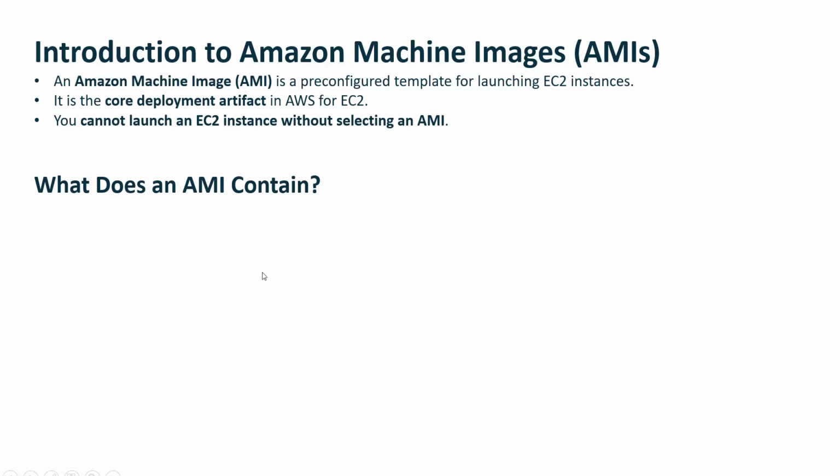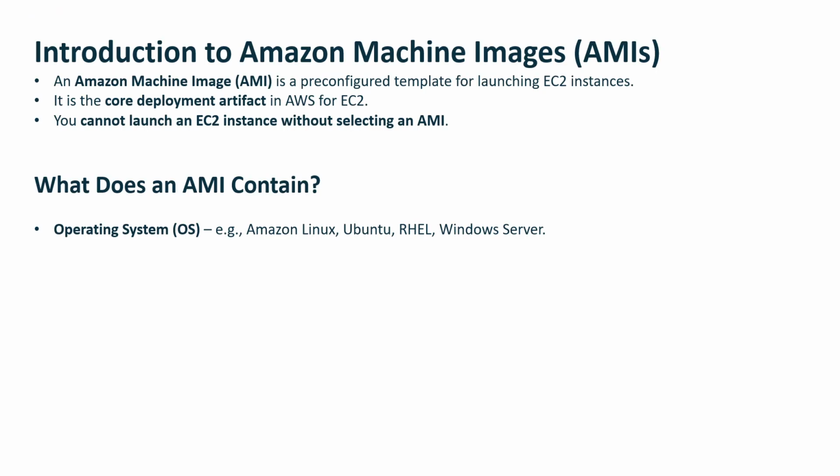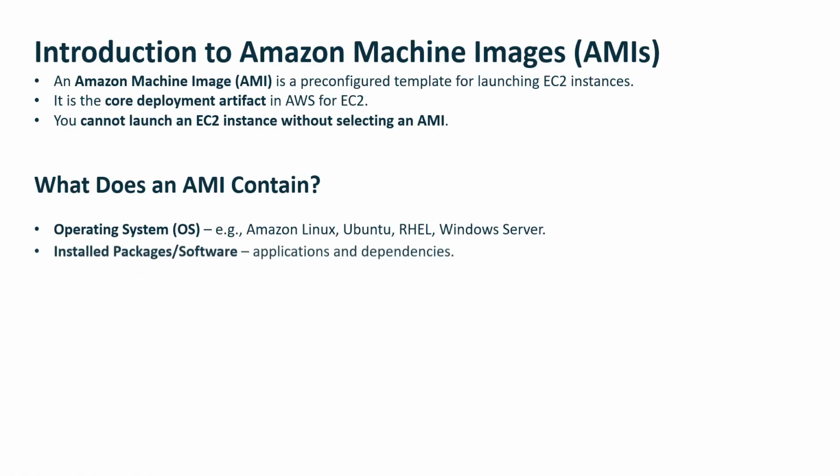Okay, let's discuss more. What does an AMI contain? Operating system. We have discussed this already. Operating system means Amazon Linux, Ubuntu, RHEL, Windows. So these are the operating systems, right? And installed packages and software. Some applications and dependencies it will also download.